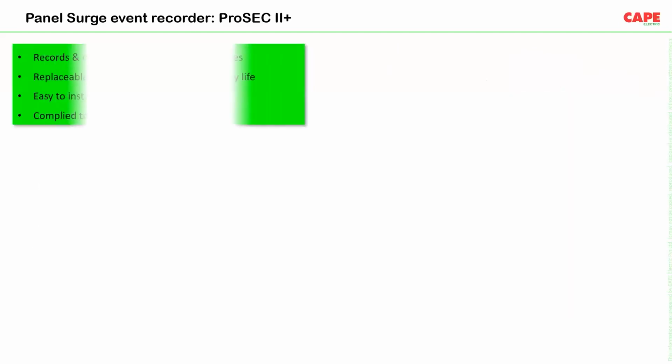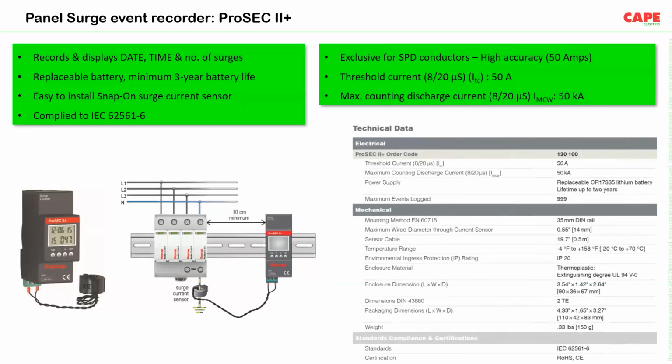Another important thing is, how do we measure and record an SPD? Now we have installed an SPD. It's a parallel device. It operates and it regains its original position. Now, how do we come to know how many times the SPD has operated, or how many times our SPD has protected our equipment? For that, we can use this kind of surge event recorder, which can be placed near the SPD, which will record the number and time of the surges.